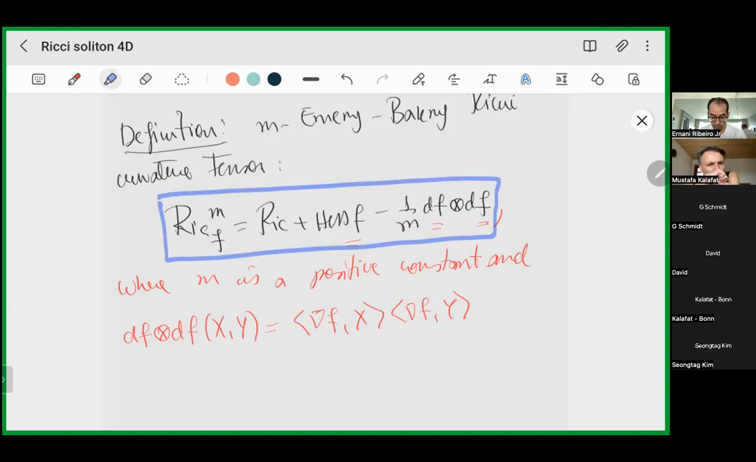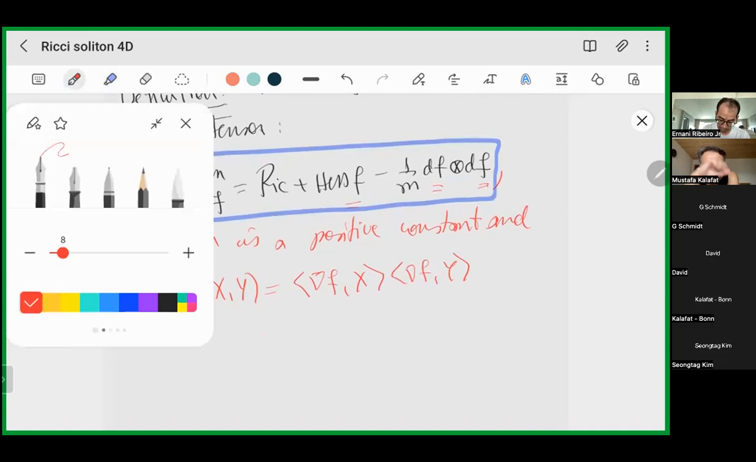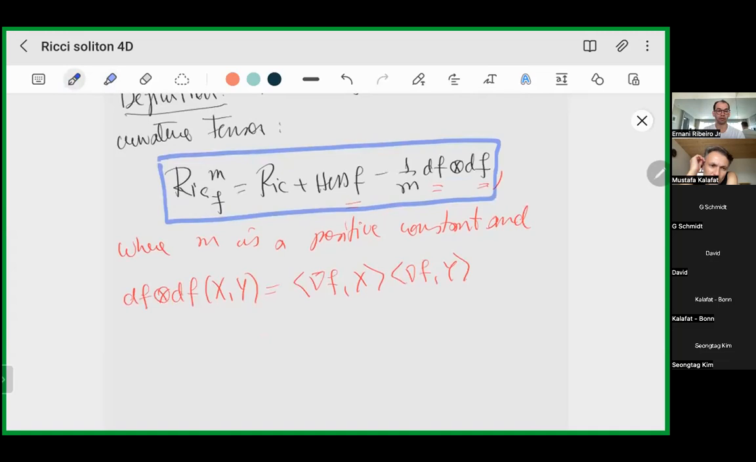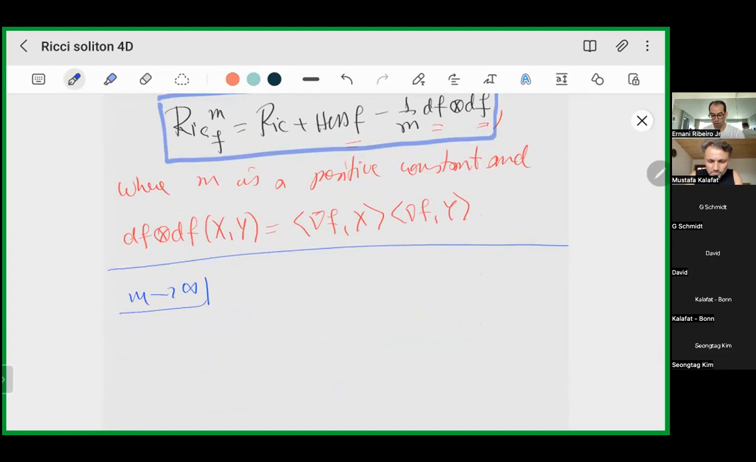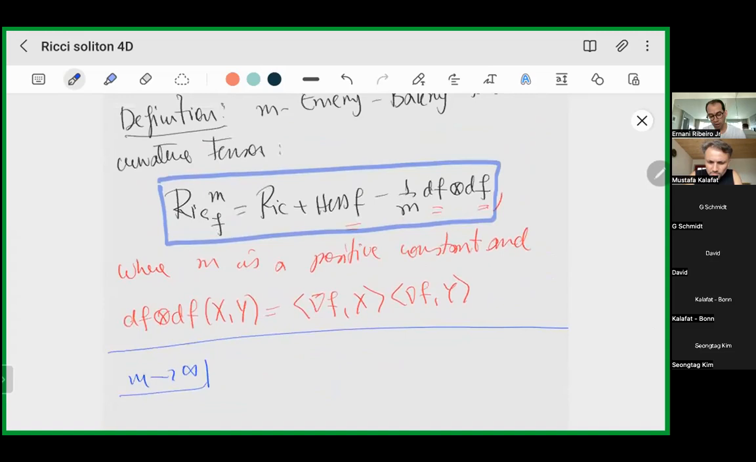And it's interesting because this is related to other very interesting canonical metrics, as for example, the vacuum static space, quasi-Einstein metrics, warped product metrics. This tensor is quite interesting. One special case of this is when m goes to infinity. Because this term, if m goes to infinity, is, speaking a little bit roughly, equivalent to saying this term disappears.